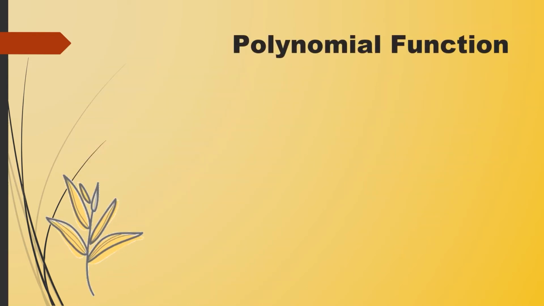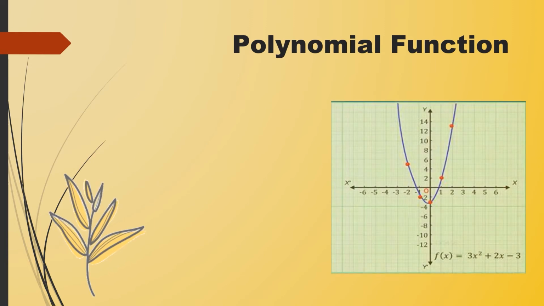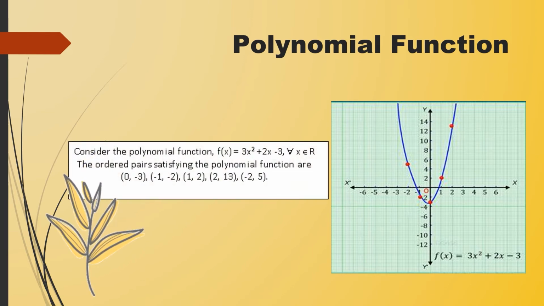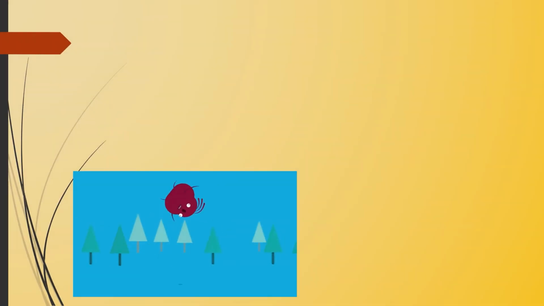Polynomial function. A function f is said to be a polynomial function if for all x in R, y is equal to f(x) is equal to a0 plus a1x plus a2x squared plus a3x cubed and so on, where n is a non-negative integer and a0, a1, a2 are real numbers. Consider the polynomial function f(x) equal to 3x squared plus 2x minus 3. Its graph is shown.